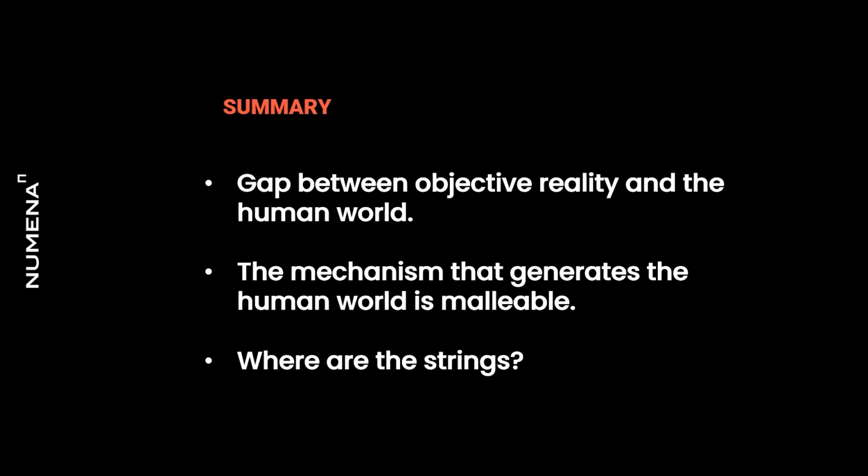We said the point of that discussion was to argue for a gap between objective reality and the human reality. We also argued that the mechanism that generates the human reality is malleable. That is, we are born with a certain equipment. We're born with a certain perceptual system and with a brain that is processing that information from the perceptual system in certain kinds of ways. But we started to explore to what degree is that fixed, and to what degree is it not.